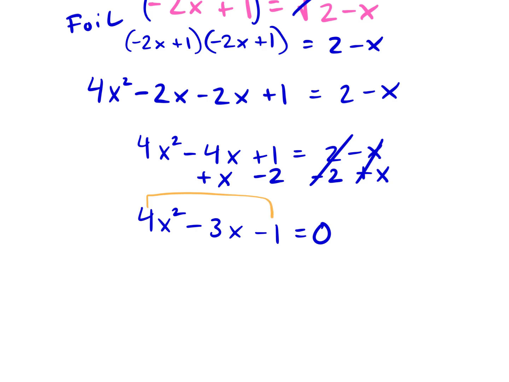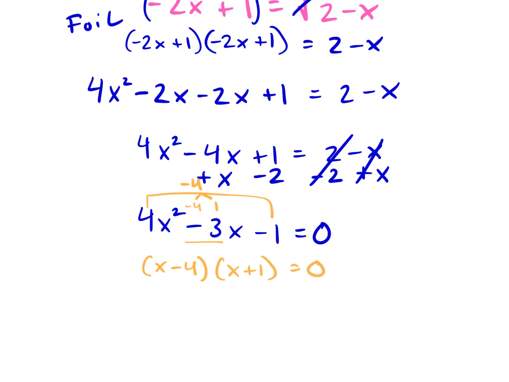To factor here, since our leading coefficient is not 1, we have to multiply the first times the last. So 4 times -1 would be -4. Do we have two factors of -4 that add to -3? Yes. -4 and +1. So we have x minus 4 and x plus 1.